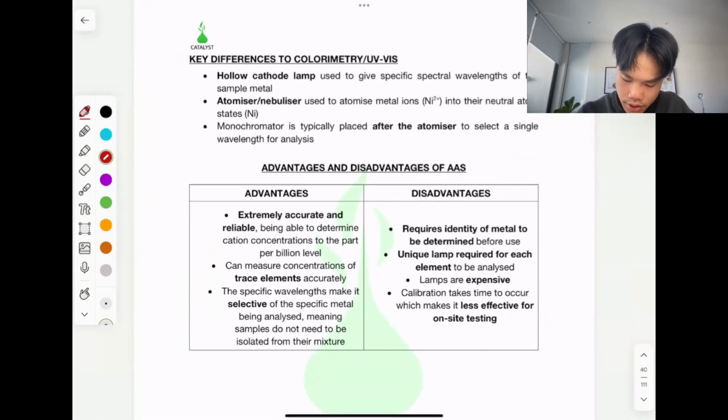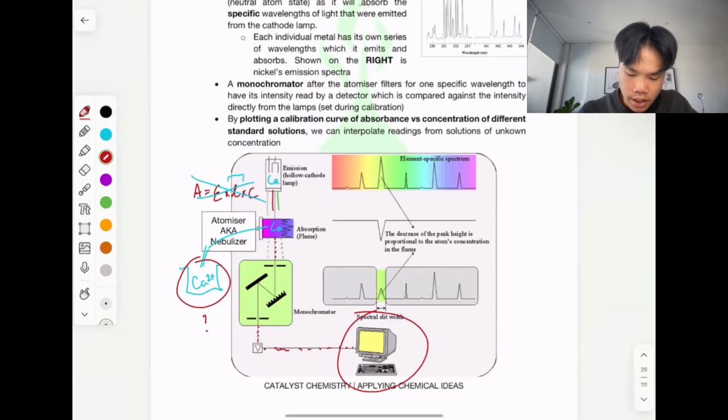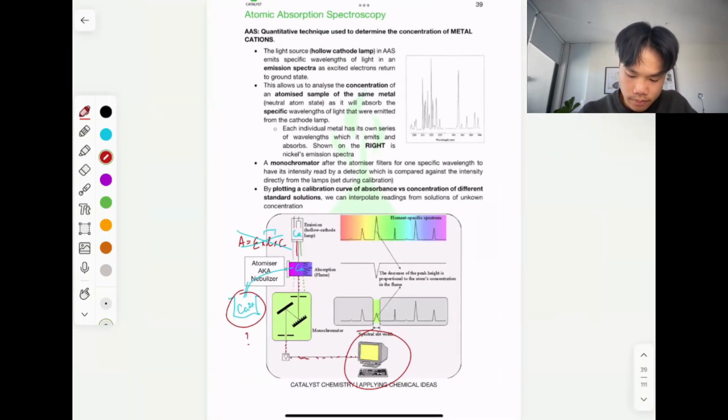That's pretty much it on AAS. Obviously, there are some advantages and disadvantages to each of these methods. Are there any questions going back through AAS?